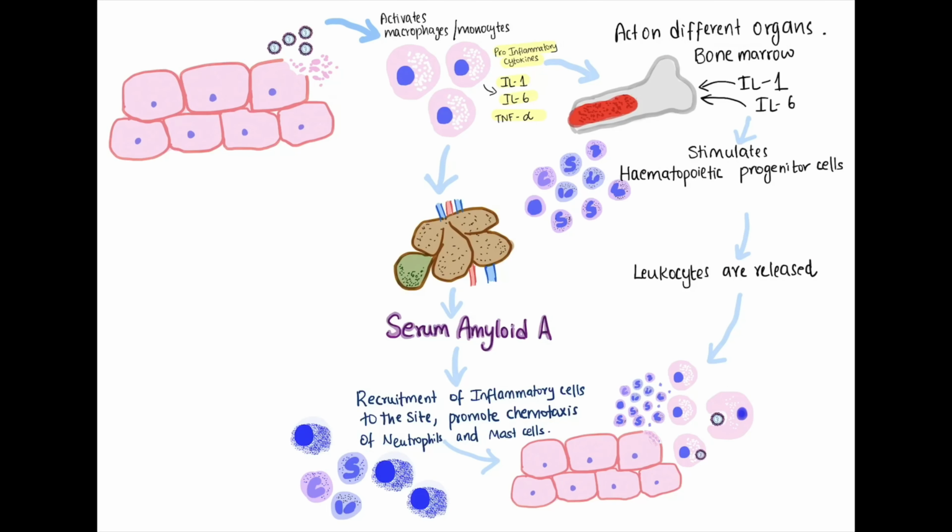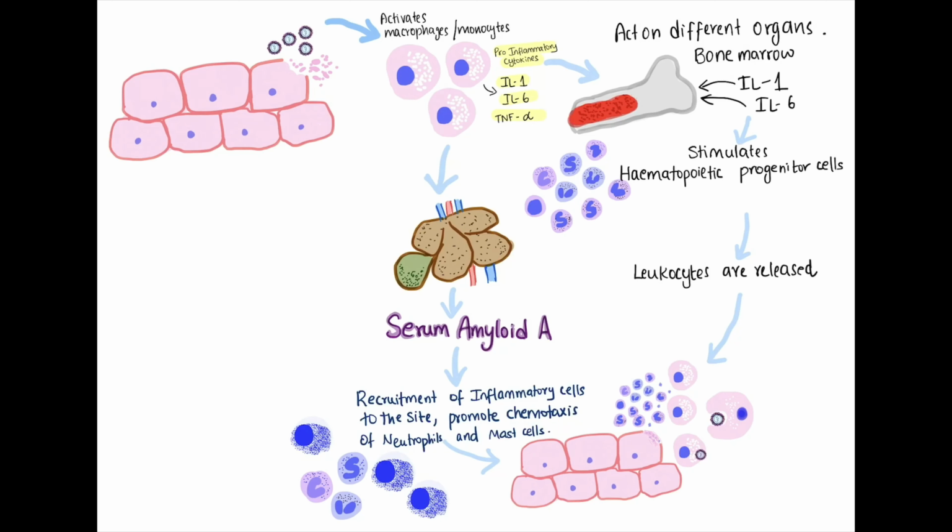When the cells are injured, the macrophages are activated and they secrete interleukin 1, interleukin 6 and tumor necrosis factor alpha. The interleukin 1 and 6 act on both bone marrow and liver. In bone marrow, they will stimulate hematopoietic progenitor cells and thus release more inflammatory cells into the circulation. And in liver, they stimulate the liver to produce acute phase proteins, including serum amyloid A.